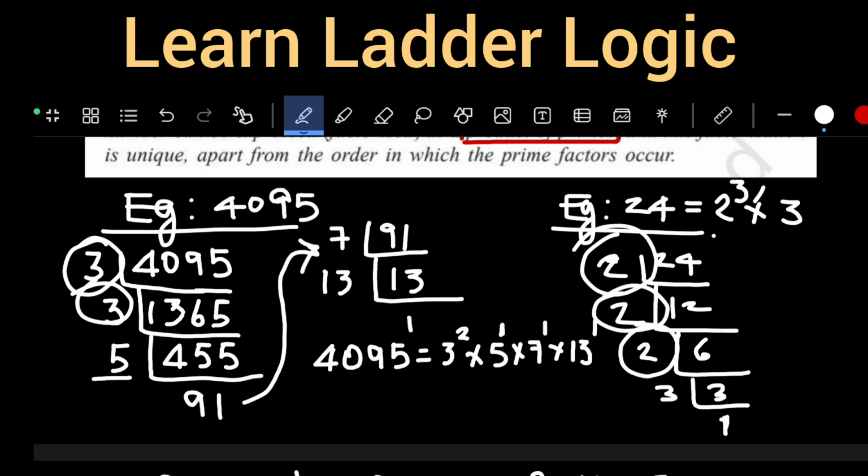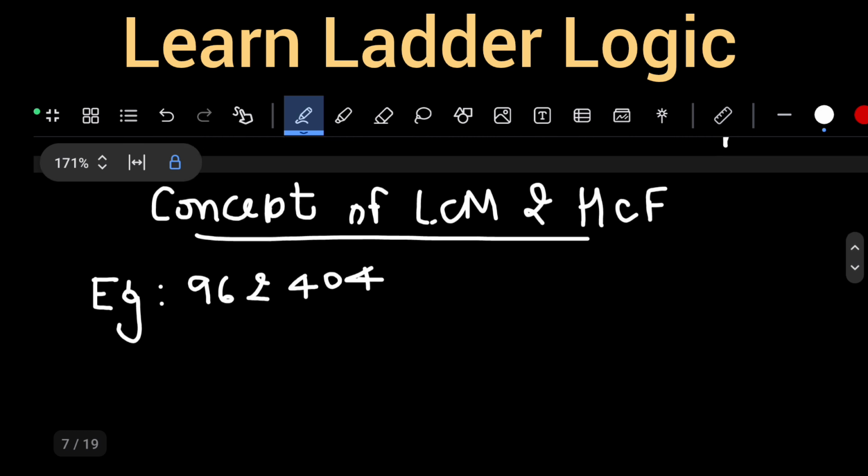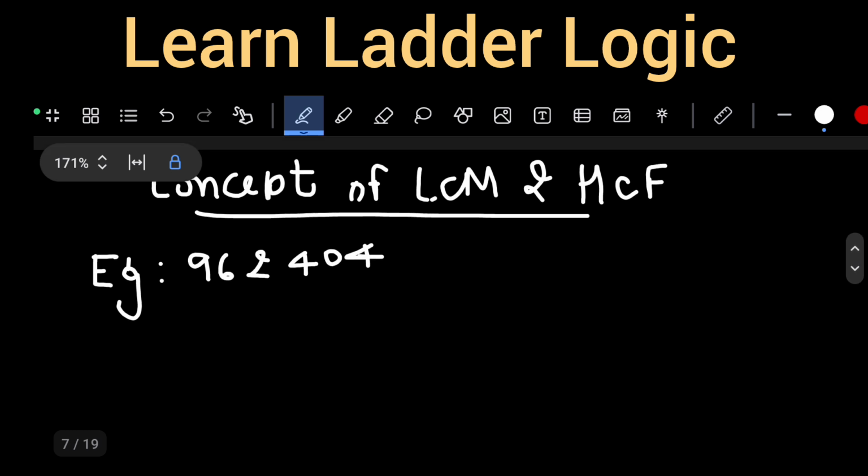Now we move to the next topic, the concept of LCM and HCF. We have learned this topic in our lower grades. Let us just recall it and understand it in a much better way so that you don't forget it during your exams. LCM is the lowest common multiple, whereas HCF is the highest common factor.